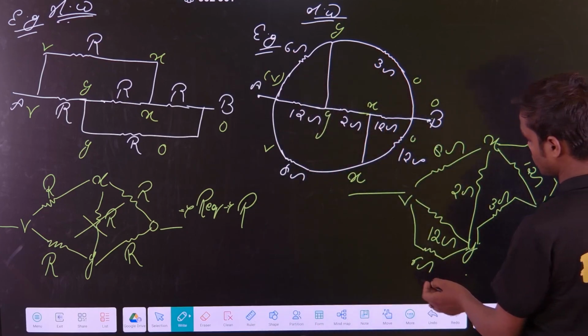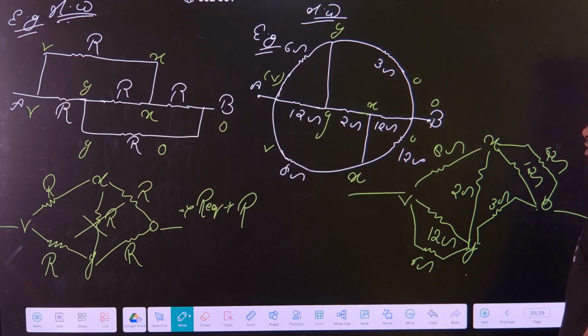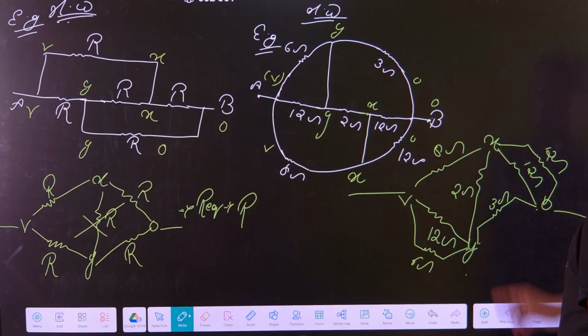This is becoming 6 ohm. 6 and 12 is how much? 6 into 12 divided by 6 plus 12. That is how much? That is 4 ohm. This will be 4 ohm. This is 8 ohm. So the ratio will be 2. Now here 12 and 12 means 6.